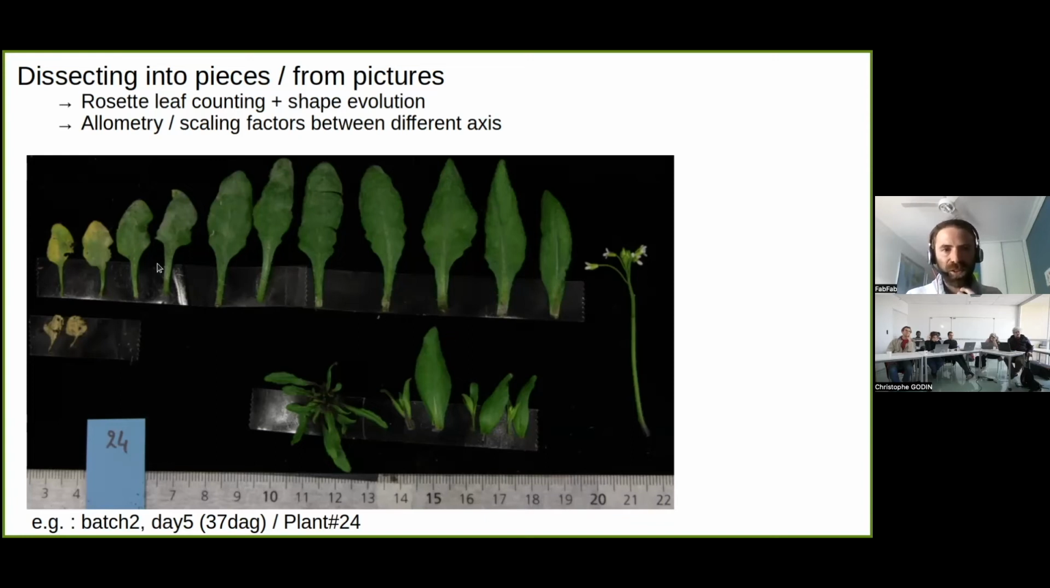Inside the rosette, these are the leaves that have been produced by this shoot apical meristem, the main stem here. But rapidly, at the junction between this leaf, for example, and the stem, you have a new meristem, and all these leaves are secondary leaves that have been produced by these different meristems that were at the junction between leaves and stem here.